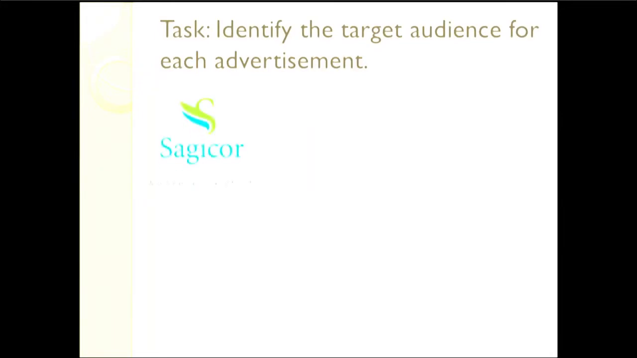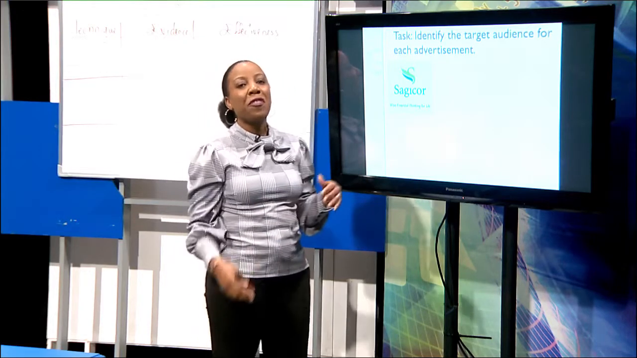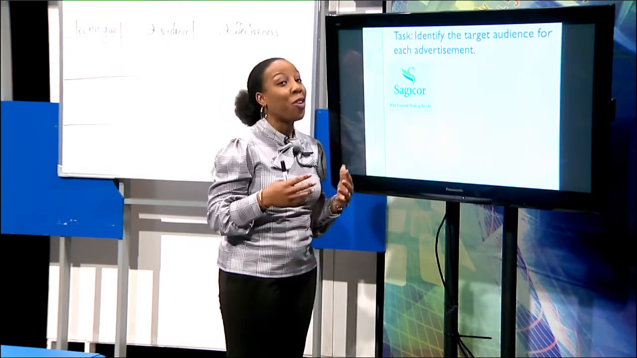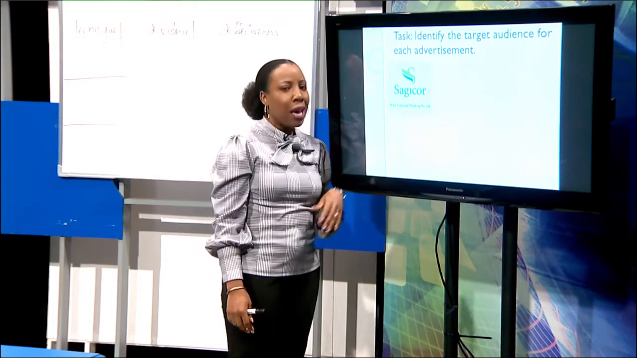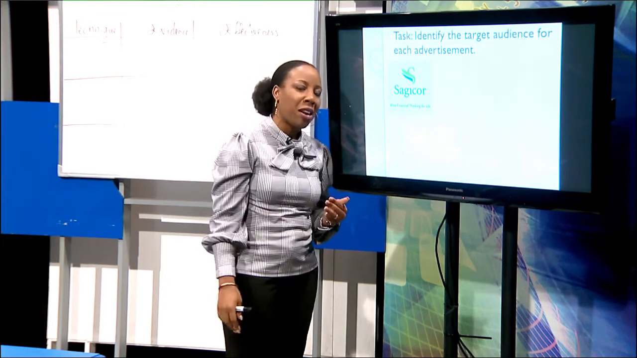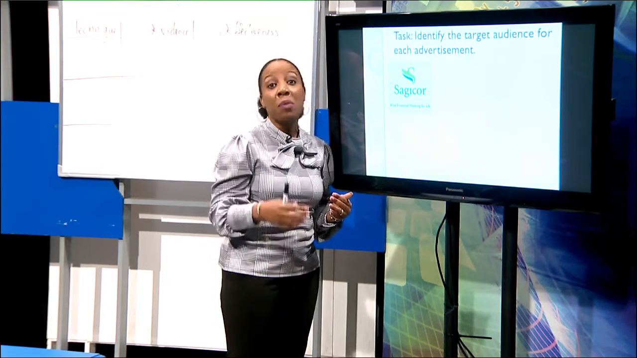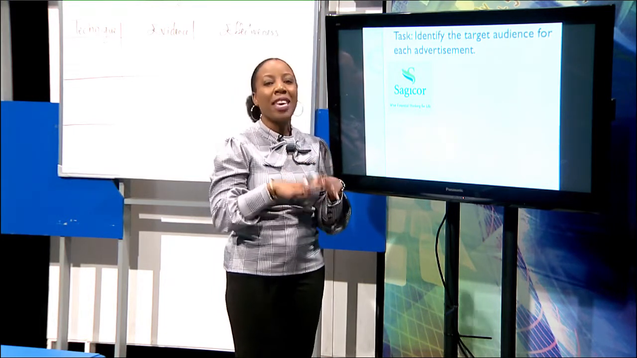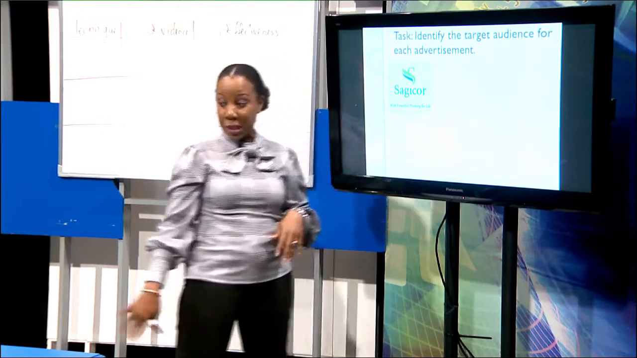You're going to identify the target audience for each of the advertisements that we looked at. For Sagicor, who do you think the target audience is? If you're thinking that people who want to be financially stable, people who are interested in investments, people who want a secure future, yes, you are correct. The children, sometimes students in schools, they would not necessarily be the target audience, even though there are some teenagers who are very active in investment markets. So we need to think wisely. So we cannot just say everybody for every advertisement.